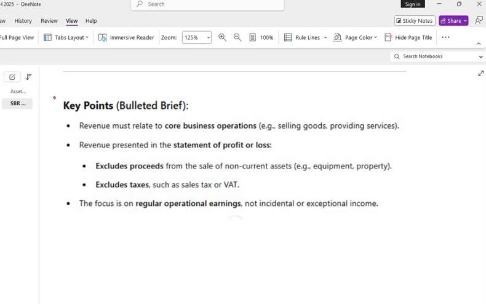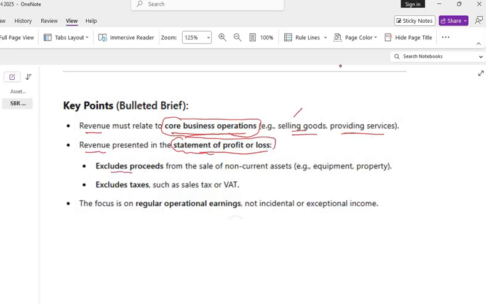First, you see here that revenue must relate to the core business operation. So this is all about the core business operation. The income generated from your core business operation will be considered your revenue. It means selling goods, providing services, that is your core business operation, and the income generated from selling goods or providing services will be your revenue. And revenue, we recognize that in the statement of profit or loss. So when you recognize it, that will go to the statement of profit or loss. Clear?